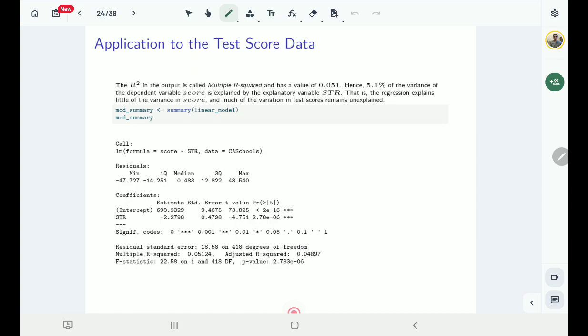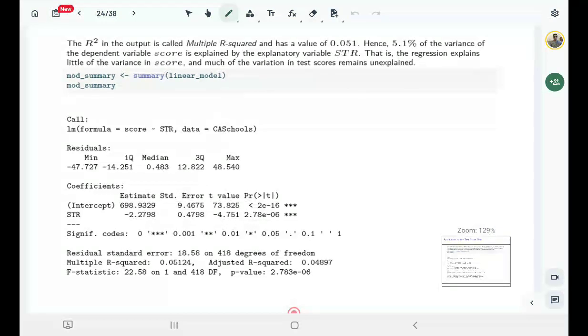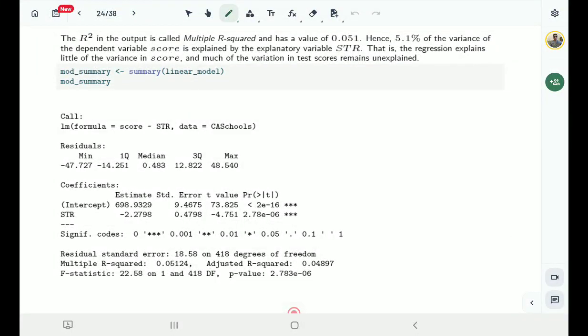Okay, now let's have a look at this summary again, the summary of the linear model. What we see here, R square is in this RStudio output called multiple R squared. Remember that. This is the same thing as the R squared that we have talked about, and that is just 5%. It is quite low. It means that just 5% of variation in the dependent variable is explained by the linear model. And then the standard error of regression is 18.